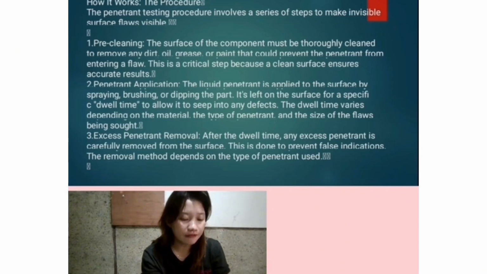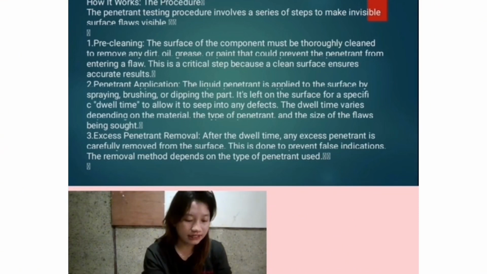Two, penetrant application. The liquid penetrant is applied to the surface by spraying, brushing, or dipping the part. It is left on the surface for a specific dwell time to allow it to seep into any defect. The dwell time varies depending on the material, the type of the penetrant, and the size of the flaws being detected.